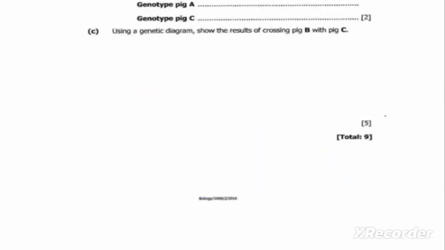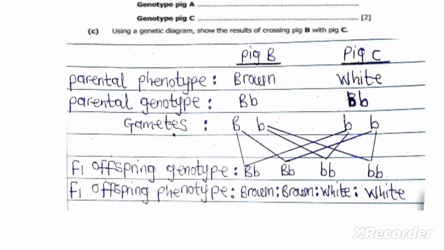The question is carrying 5 marks, so it is imperative for us to include each and every detail required to attract the marks. We start with the parental phenotype. Parental phenotype, we have pig B and pig C: pig B brown, pig C white. Parental genotype, capital B, small b, and small b, small b.